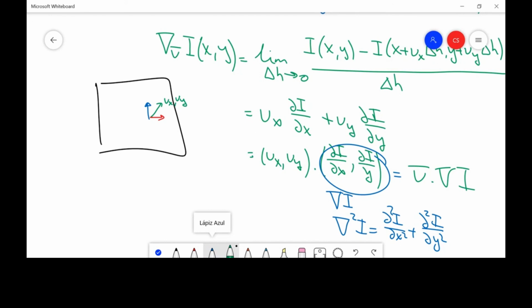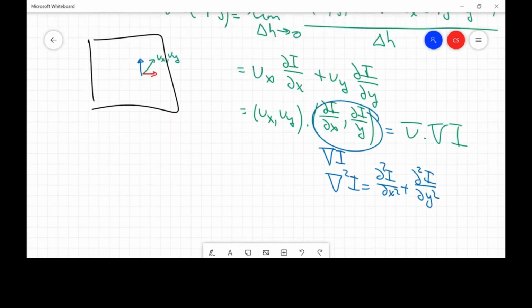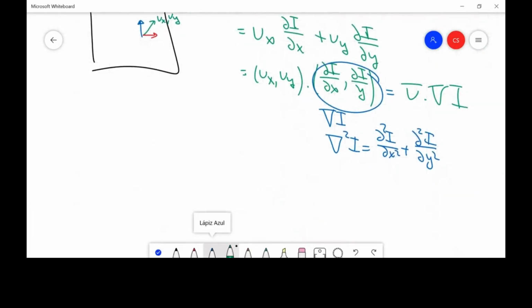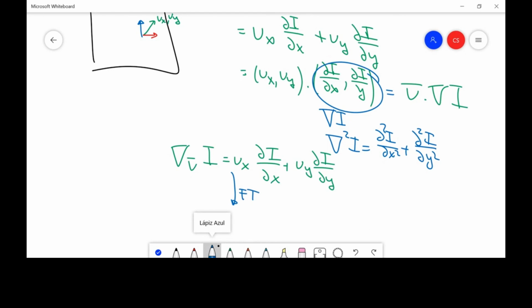Okay, so what does it have to do with the Fourier transform? So now, let's take that result. Let me write it again. The derivative along the direction u of the image I is ux times the partial of I with respect to x plus uy times the partial of I with respect to y. And we do the Fourier transform. So we do the Fourier transform of this equation.